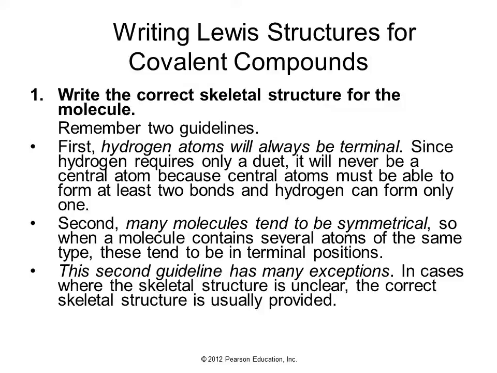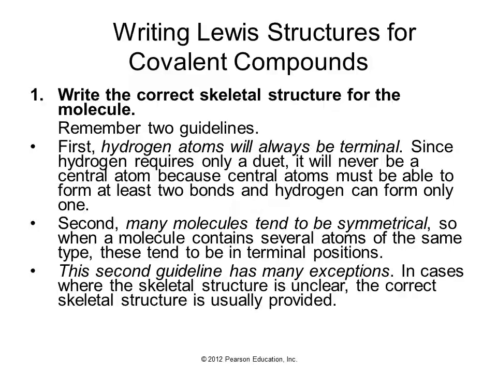So in order to write the correct structural formulas, you have to remember 2 guidelines. First of all, hydrogen will always be terminal or peripheral because it only requires a duet. It'll never be a central atom because it can form only one bond and that's it. Secondly, many molecules tend to be symmetrical. So when a molecule contains several atoms of the same type, these tend to be in the terminal or peripheral positions. There are some exceptions.